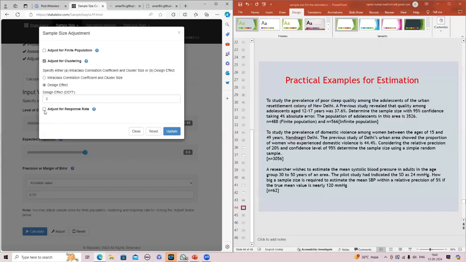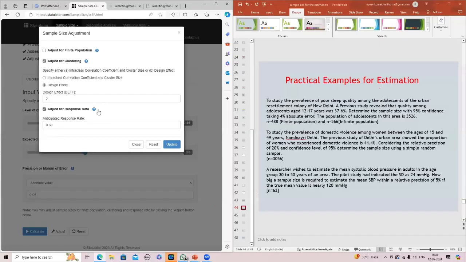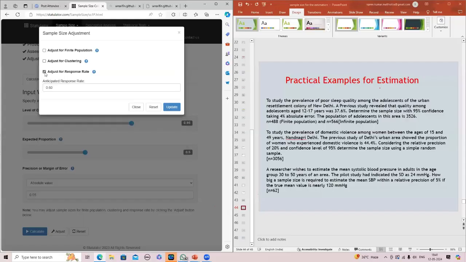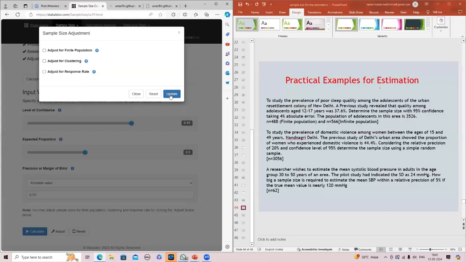Then comes the adjustment for the response rate. This is called adjustment for the anticipated response rate. Here you have to put your response rate. It is not the non-response rate, it is the response rate. Response rate means, suppose non-response rate is 10%, so you have to put your response rate as 90%, so 0.9. After that, you click on update, and it will calculate the sample size for your estimation for proportion. So first of all, I am removing this and updating.